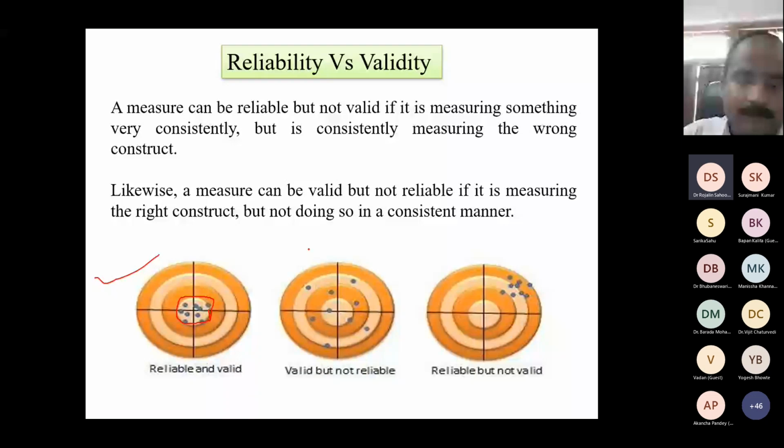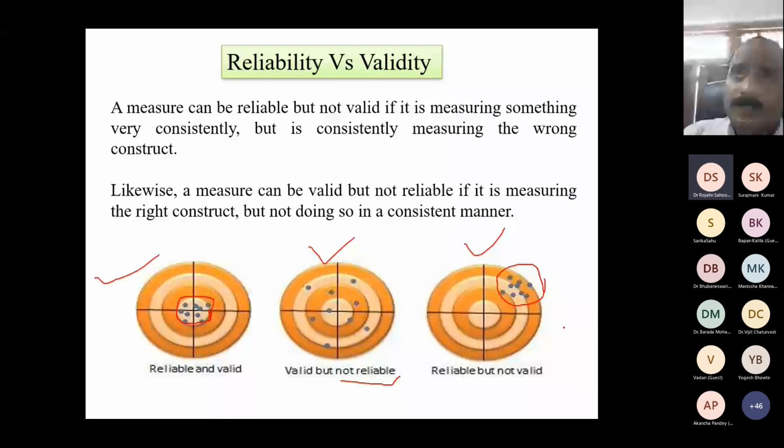Now look at the second example. The second shooter has shot in such a manner that all 4 quadrants got more or less the same shooting but in different circles. So it is valid but not reliable. Now the third shooter shot all the shooting to a particular quadrant. That means quadrant means nearby to the mean value. So it is reliable but not valid.